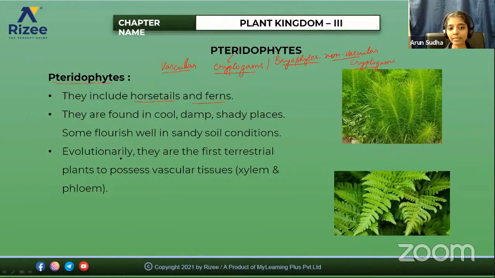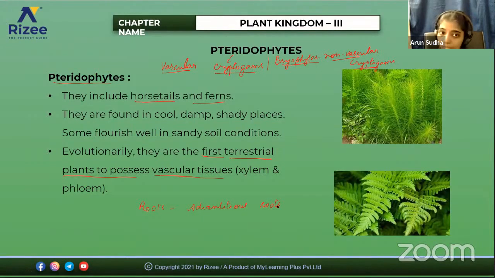Evolutionarily, they are the first terrestrial plants to possess vascular tissues. So now they are slowly becoming terrestrial plants from aquatic plants, and they have xylem and phloem. If you see the algae, the thalloid body has no differentiation into root, stem or leaves. And if you see the bryophytes, they have thalloid-like, or you can say false, roots, stem and leaves. So here there is an advancement of evolution. Here they have true root, stem and leaves. So there occurs a slow transition. And the main type of roots present here are adventitious roots.